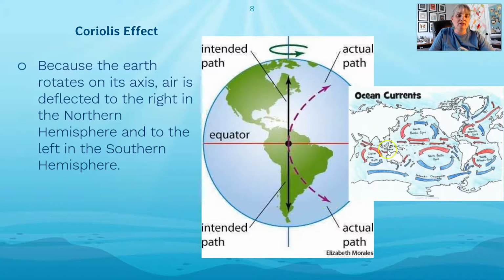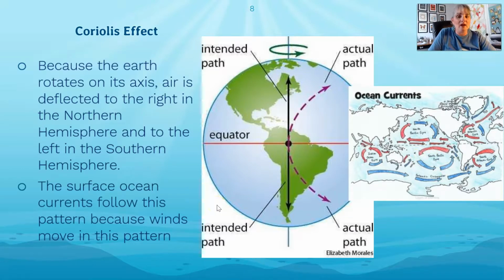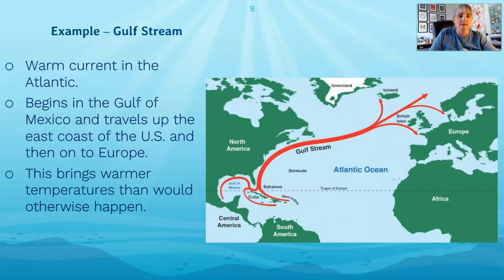And I just put a quick little sketch up of currents up here. You can see how in the northern hemisphere we've got currents going this way, and in the southern hemisphere we've got currents going this way, and that's because the Earth is spinning on its axis. So the surface currents follow this pattern because the winds move in that pattern because of the Coriolis effect.